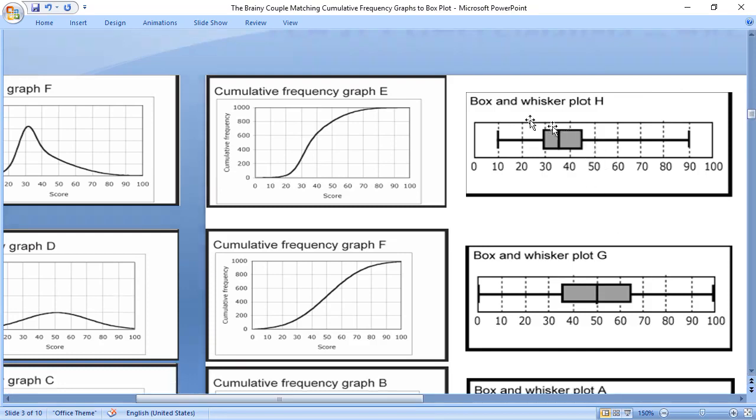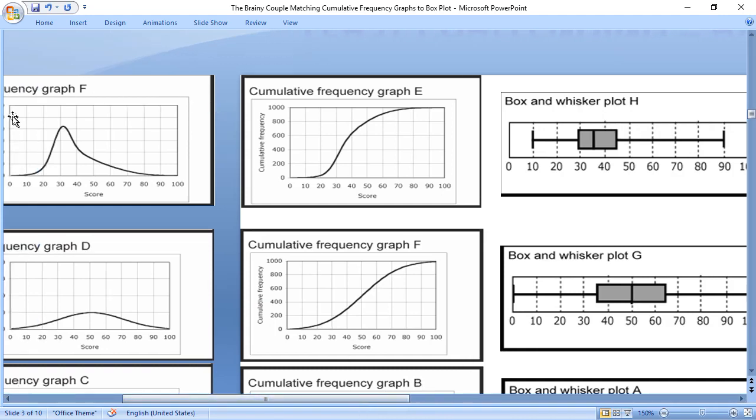Now that you know how to draw the box and whiskers plot, you should be able to immediately translate this. This will be much easier to see. Convert this into your frequency graph.